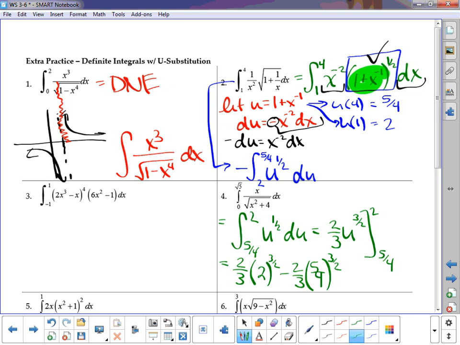I don't think this one's simplified nicely. No, because we're doing square root of 2 and square root of 5/4. So I think, if I recall correctly, there's square root of 5 within there and square root of 2 within there. So you can simplify it really nicely.